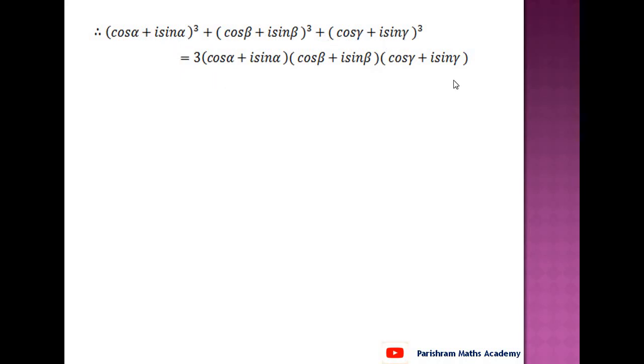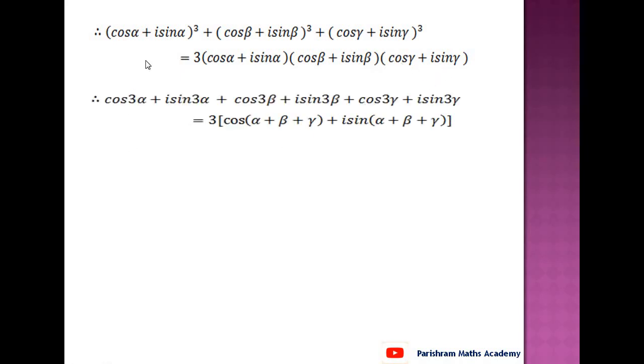By putting the values of x, y, z, we get cos alpha plus i sin alpha bracket cube plus cos beta plus i sin beta bracket cube plus cos gamma plus i sin gamma bracket cube is the same as 3 times cos alpha plus i sin alpha plus cos of beta plus i sin beta plus cos of gamma plus i times sin of gamma. And therefore this cos alpha plus i sin alpha bracket cube is the same as cos of 3 alpha plus i times sin of 3 alpha by using De Moivre's theorem.